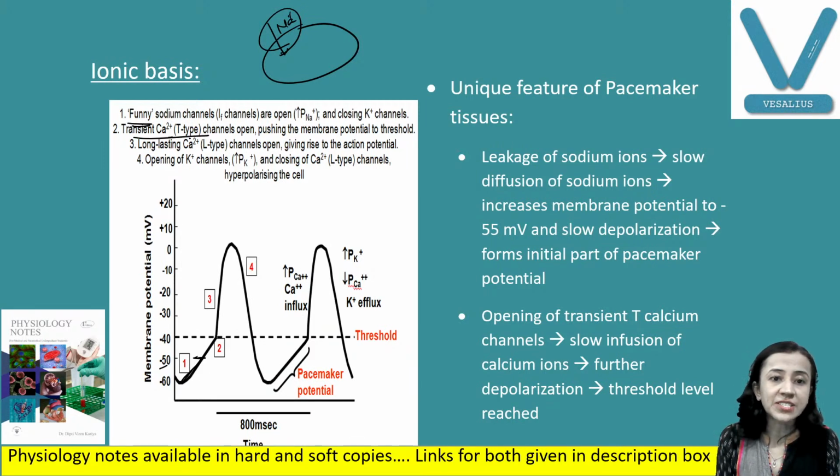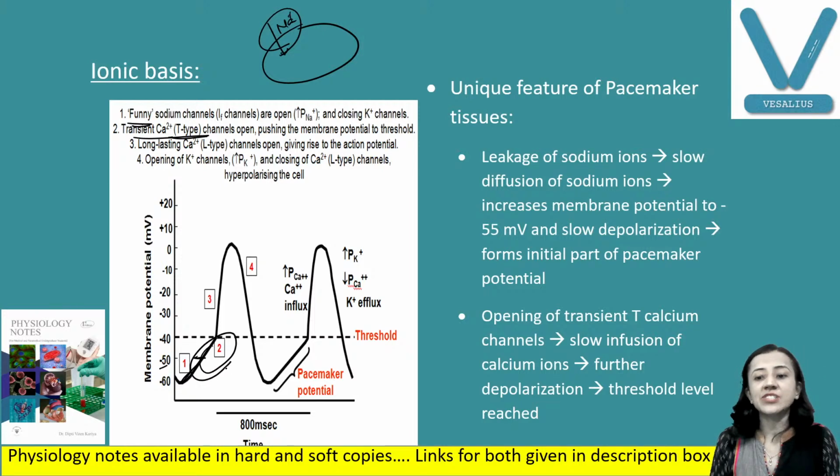At this point there is opening of transient calcium channels. You can see here, at number 2, the transient calcium channels open, and because of this opening, the potential reaches threshold, minus 40 millivolt. That is responsible for the remaining part of the depolarization. Why are these channels known as funny channels? Because of their special current in the heart, they have effects opposite to most of the heart currents. This is a mixed sodium potassium inward current, which is activated by hyperpolarization, and it is modulated by the autonomic nervous system.